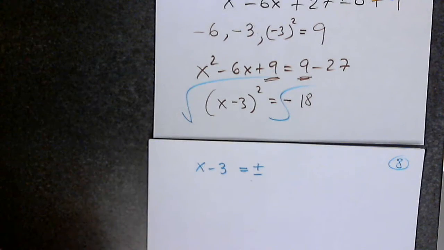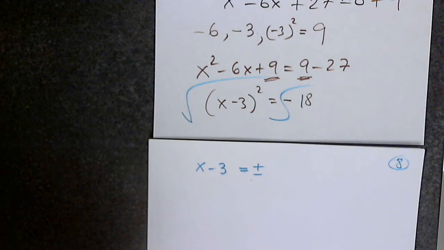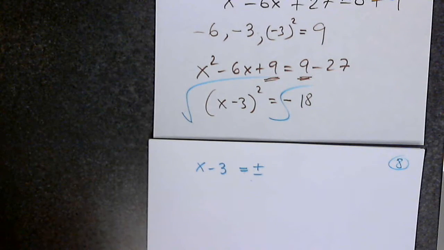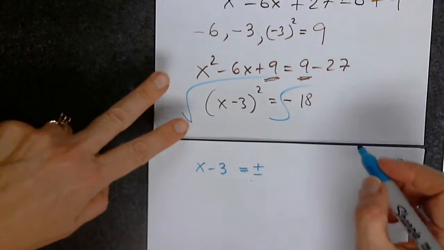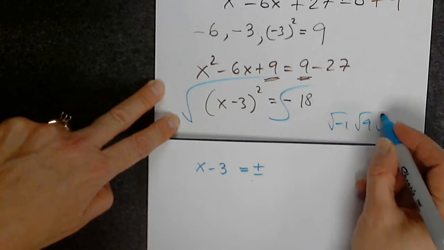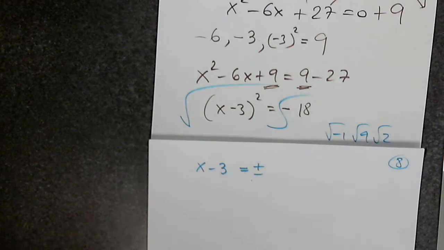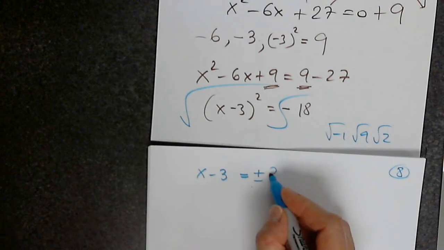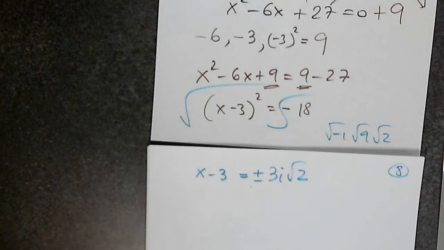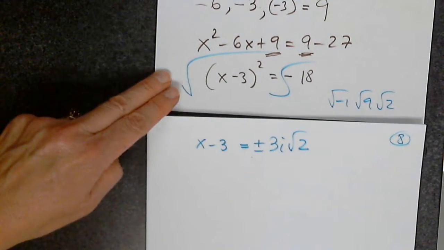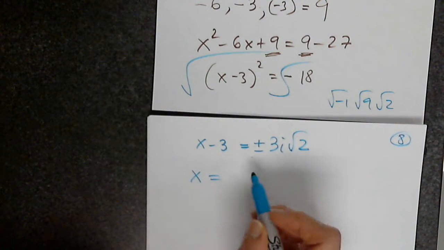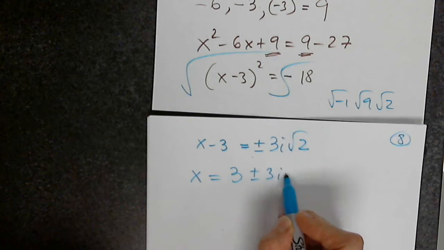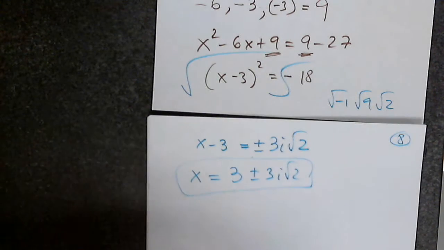Square root of negative 1 times the square root of 9 times the square root of 2. So the square root of negative 1, the square root of 9, the square root of 2. So then, how do I simplify that? 3. Indeed. Final step. Perfect.